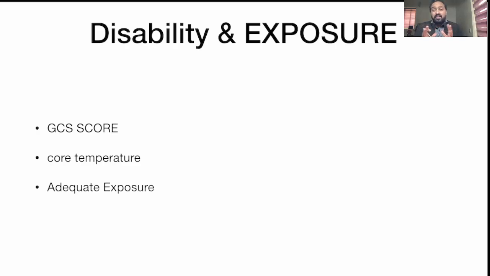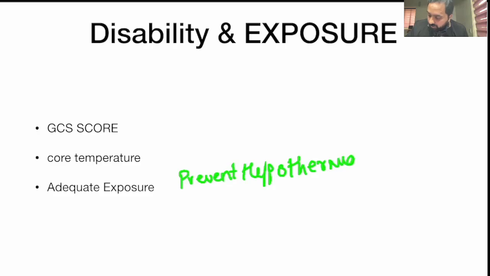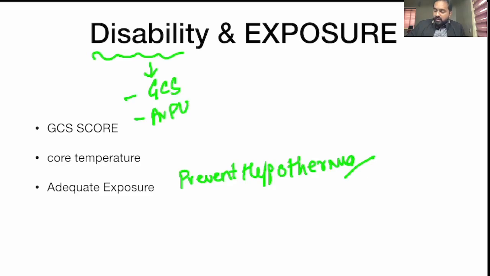Then comes your disability and exposure, right? You need to have an adequate exposure to check for any other injuries which might have been missed, right? And also to prevent hypothermia. And this disability assessment is done by GCS, an AVPU scale, and at the same time your pupillary assessment.